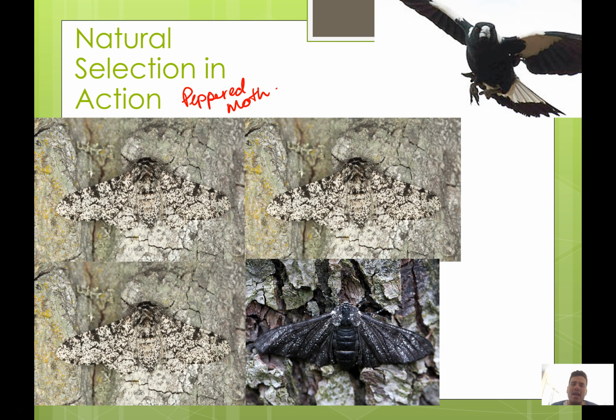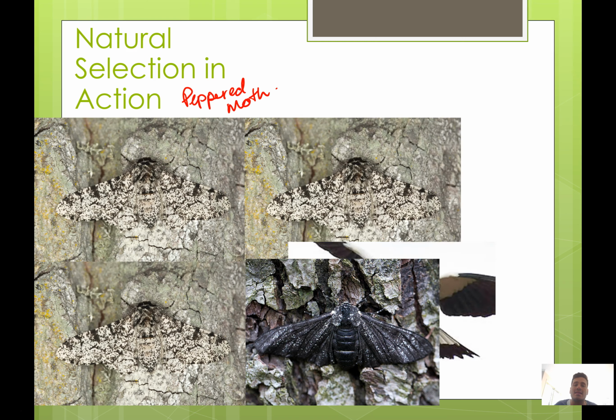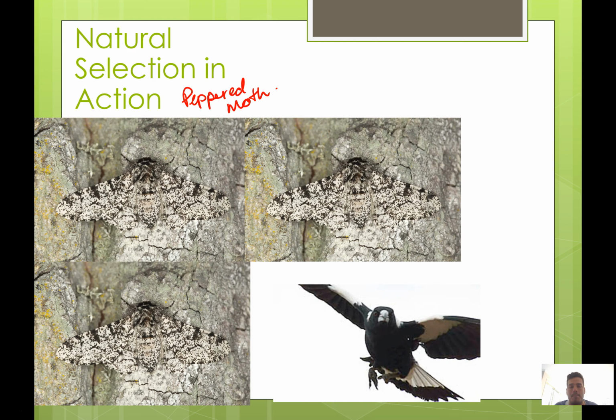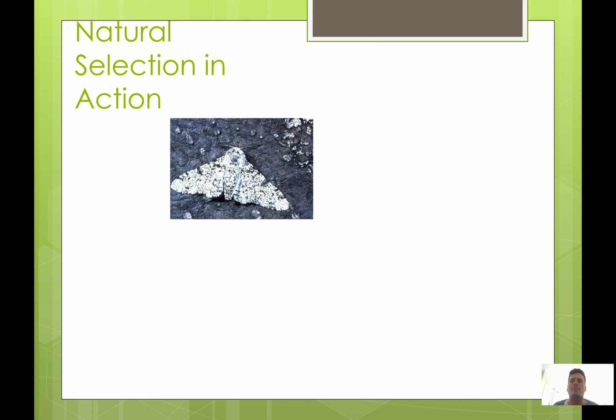Every now and again, we'd have a random mutation where a peppered moth came out like this, with a darker tinge to its colouring. It's a lot more obvious here, and because of this, bam, the bird eats the darker one. It's not as well camouflaged. So natural selection is selecting for the lighter colouring of the trait.